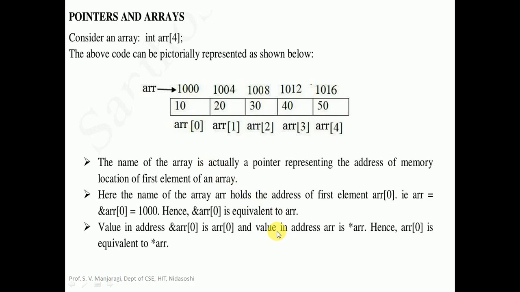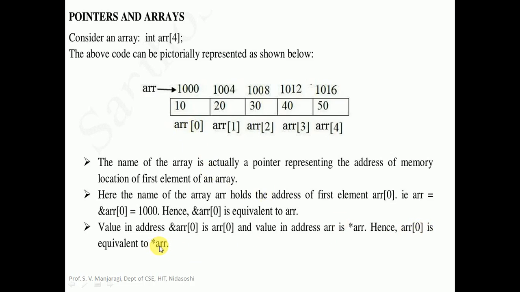And we know that the value stored at an address can be obtained with the help of the dereferencing operator, that is asterisk or star. That is, the value stored at the address ARR is star ARR. ARR by default is holding the address of the first element, 1000, and star ARR basically gives us the value stored at memory address 1000, which is 10, the same as array of 0. It means array of 0 is equivalent to star ARR.